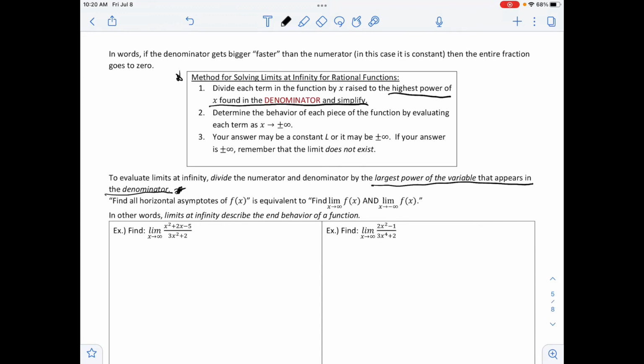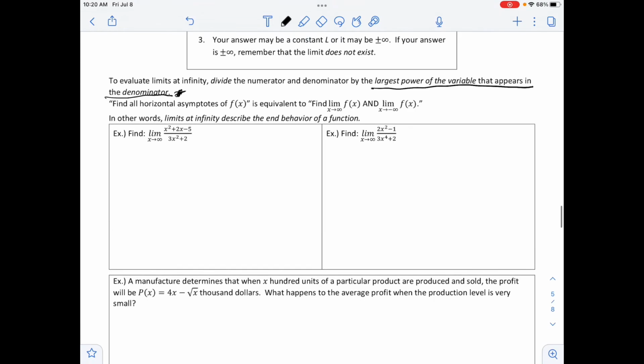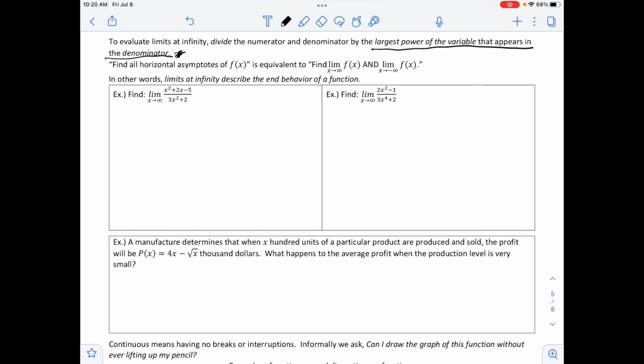So we have two examples here. The first example says find the limit as x approaches infinity. For this, if you were to substitute in infinity, which I know is not a numerical value, but if you think about it, you technically would end up with infinity over infinity. And so that would be indeterminate.